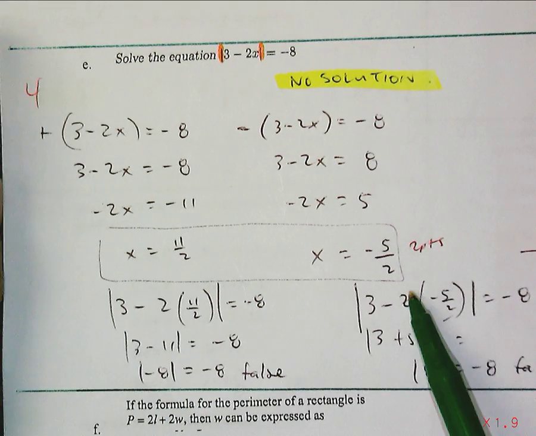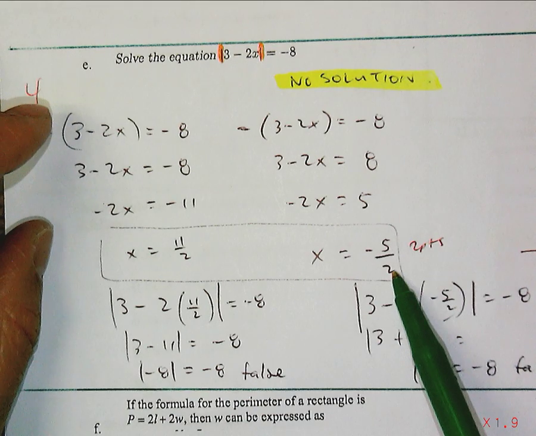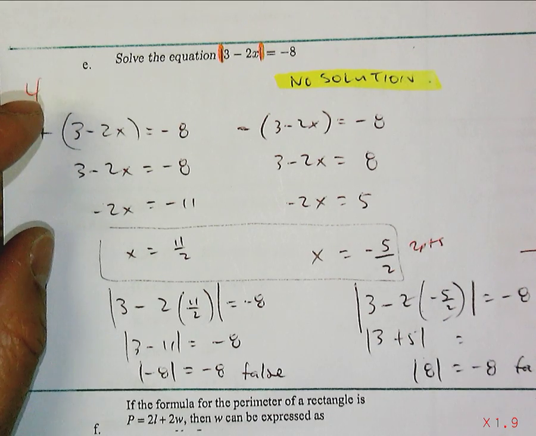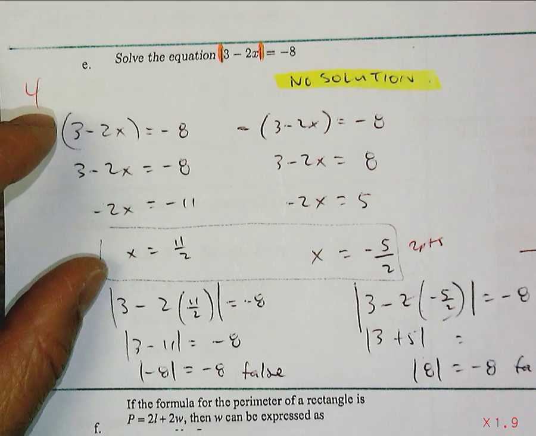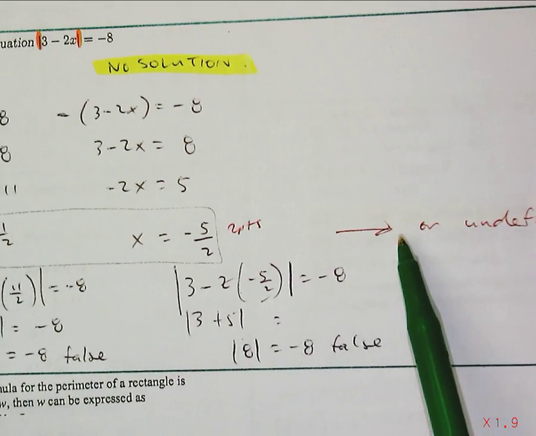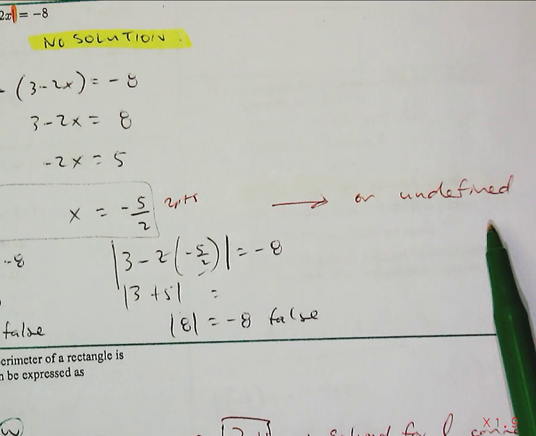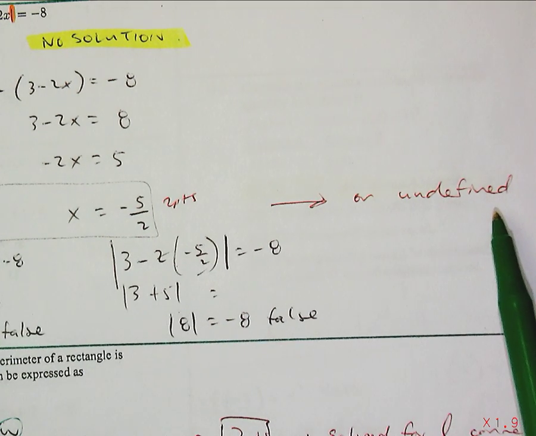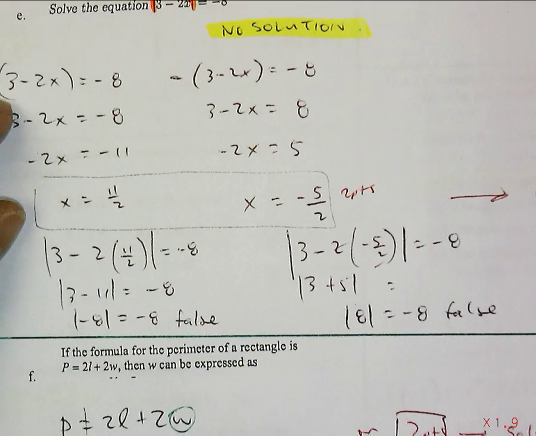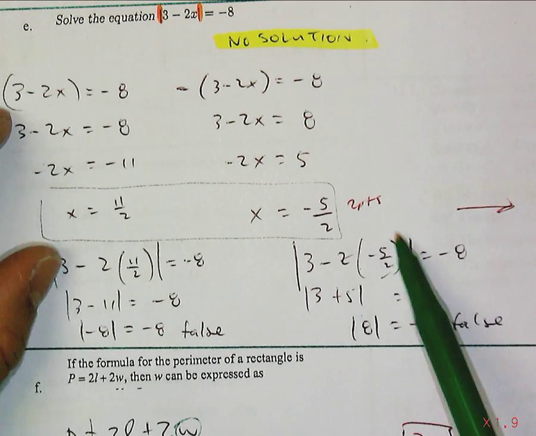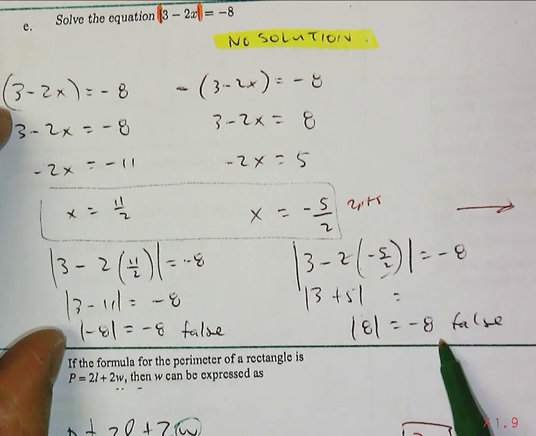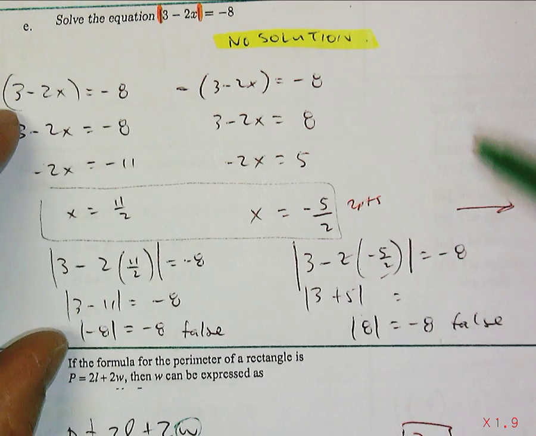Now, I decided to give you 2 points here. Or if you wrote the word undefined as your answer, I decided to give you 2 points. The reason why 11 halves and -5 halves do not work is if you substitute them back into the original problem, they're actually false. They don't work. That's why it's no solution.